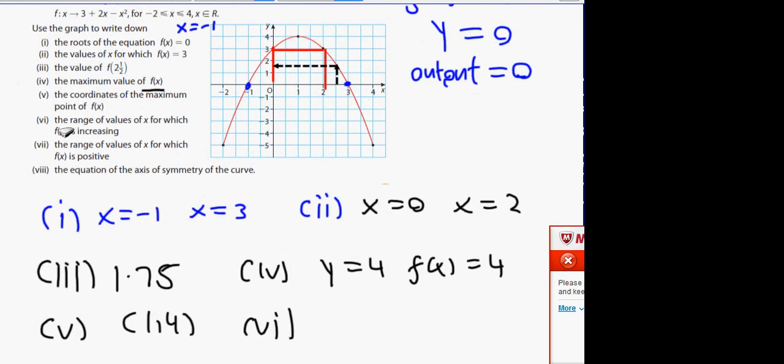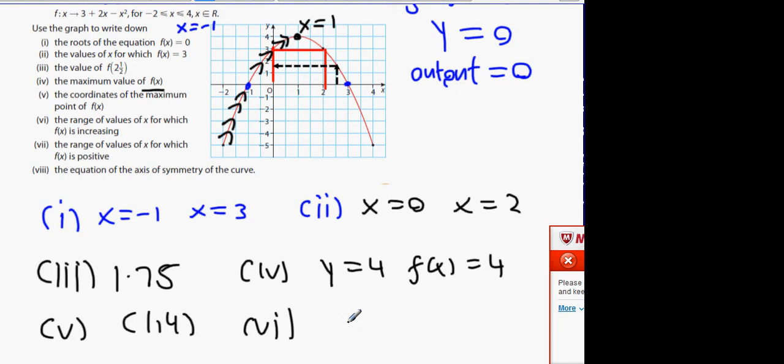Part 6. Find the range of values for which f of x is increasing. So where is it increasing, lads? It's increasing here, isn't it? And when does it stop increasing? At x equals 1. So, any number smaller than x equals 1, it's increasing.